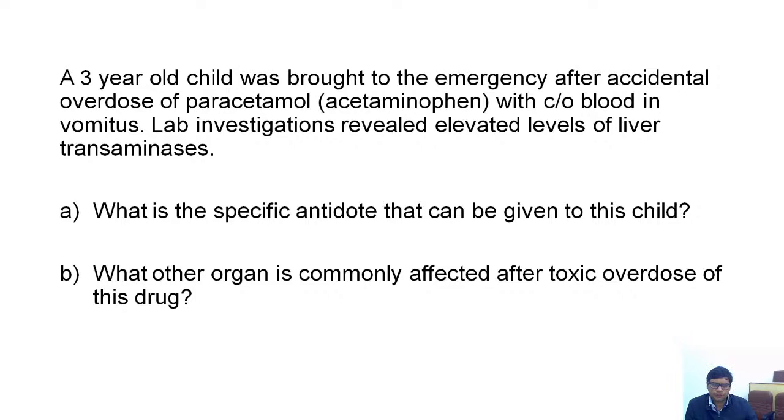So the question being asked here is, what is the specific antidote that can be given to this child? So N-acetylcysteine is the specific antidote for paracetamol poisoning. Okay. What other organ is commonly affected after toxic overdose of this drug? So the liver is the main organ which is affected. In addition to that, the kidney can also be impaired. So you can write kidney.